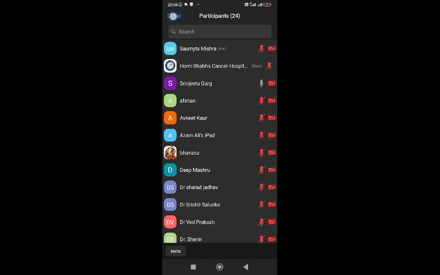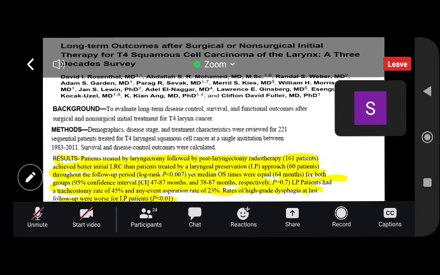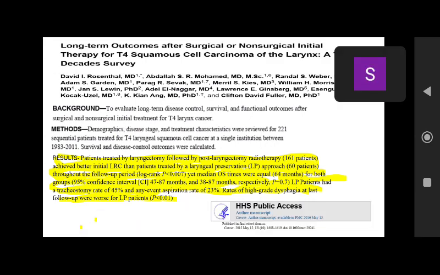And this paper is from MD Anderson by Senthal. They did a 3-decade survey of 221 patients, and found that loco-regional control was better when surgery was done rather than laryngeal preservation. Although in this paper, the median OS was equal in both arms, that is, laryngectomy followed by adjuvant therapy or laryngeal preservation using the CTRT approach. In the patients who underwent laryngeal preservation, the tracheostomy rate was 45%. Also, the aspiration rate was very high, and these patients had a high grade of dysplasia during follow-up. So these are also reasons why you should not do CTRT for these patients.